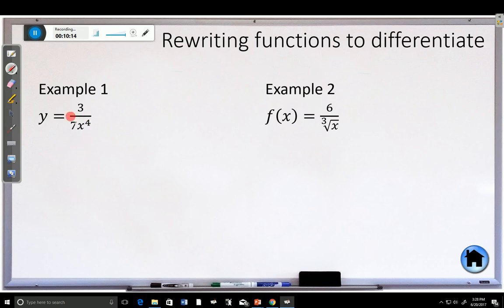So for the first one, it doesn't look like anything from any of our rules. So how do I take the derivative of it? Well, first we can rewrite this. And so I'm going to keep the 3 on top. I'm going to keep the 7 on the bottom. But the x I'm going to bring out of the denominator. And so we have to remember, how can you bring something out of a denominator? You make the exponent negative.